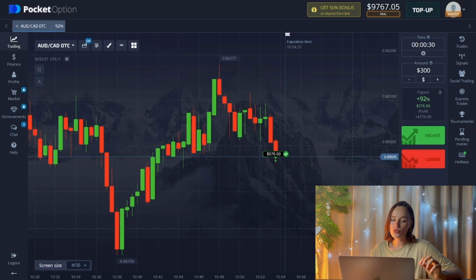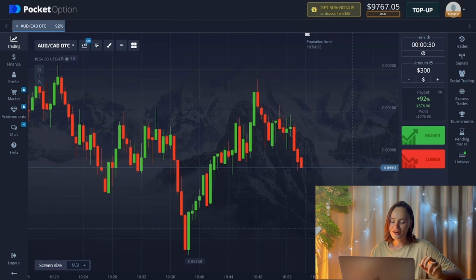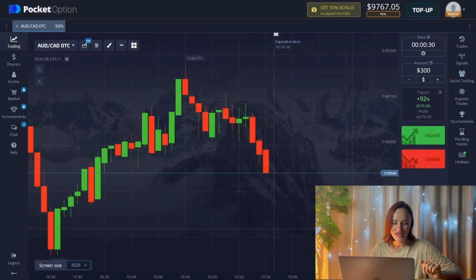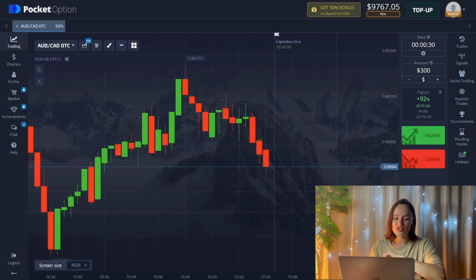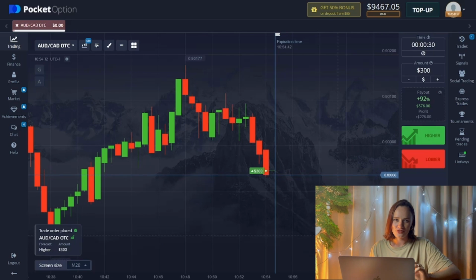We can see that our price went down well enough and our trade closed on the plus side, and we now have $276 on our account. Today we'll work with 92% of our profit. After 3 consecutive red candles, let's make another $300 trade to go up.